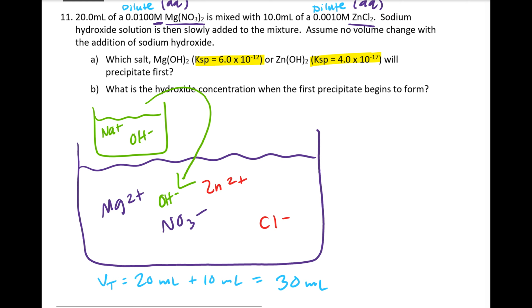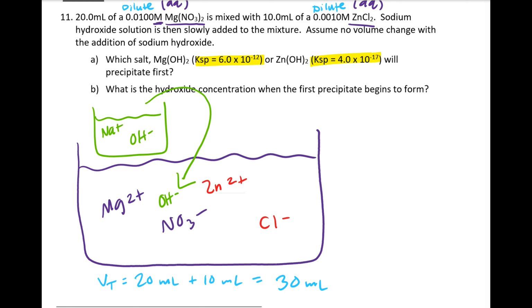So the question becomes, if these are the two options for the hydroxide, which one is the first to occur? Not both are going to occur simultaneously because we're adding the hydroxide very, very slowly. As it mulls around in the solution, it's going to cause only one of these salts to precipitate. Once that precipitate forms, we can filter it out and then continue to add the hydroxide and make the second precipitate form.